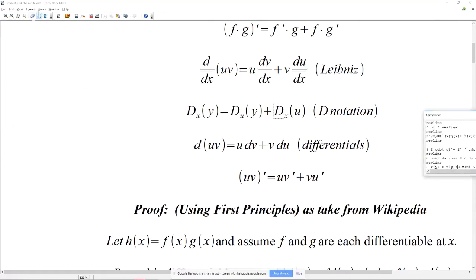I probably should have somebody else actually do differentials, because he's probably got it closer in his mind than I do. So let's see here.